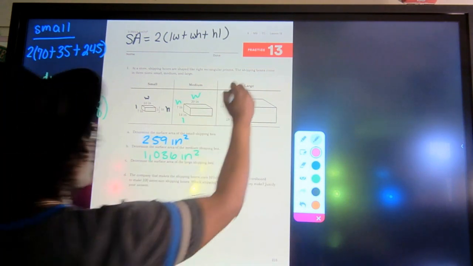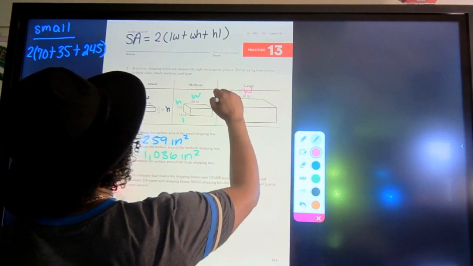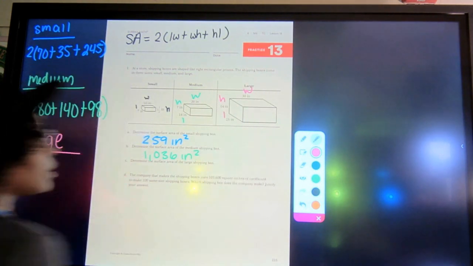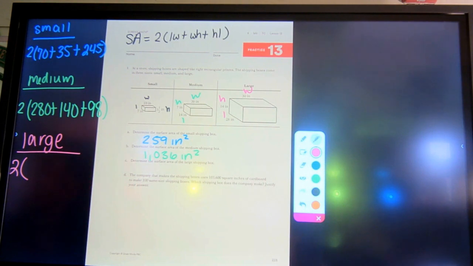So we want to identify this is the width, this is the height, and this is the length. So the first one that we want to do is going to be length times width. In this case, that's 28 times 30, which is going to give us 840.